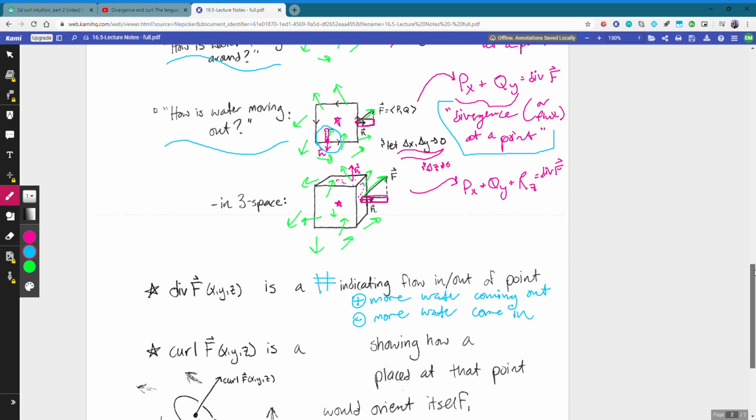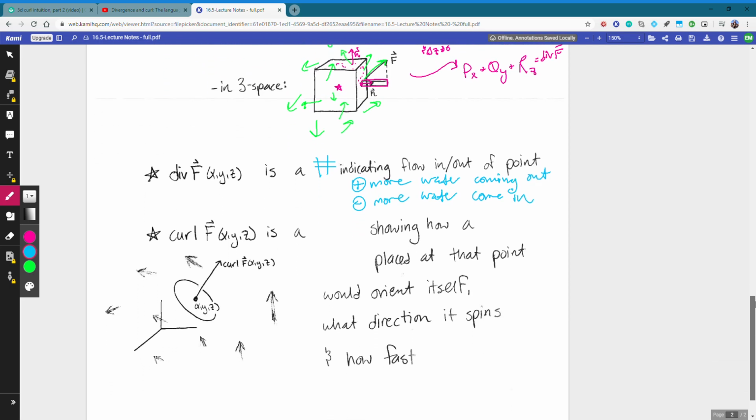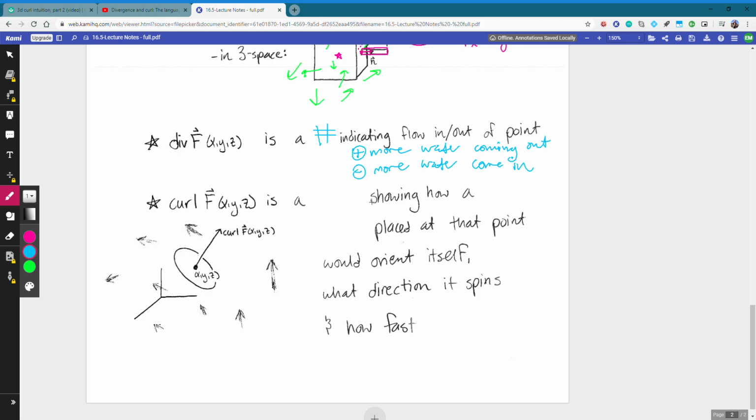But what about curl? Well, curl is a vector field, right? And so we have two vector fields going on now. We have one, so here's a picture in 3-space, and we have all these green vectors F showing us how our fluid is moving around in 3-space. And again, we can imagine that we're underwater, submerged, and the water is kind of moving around us.